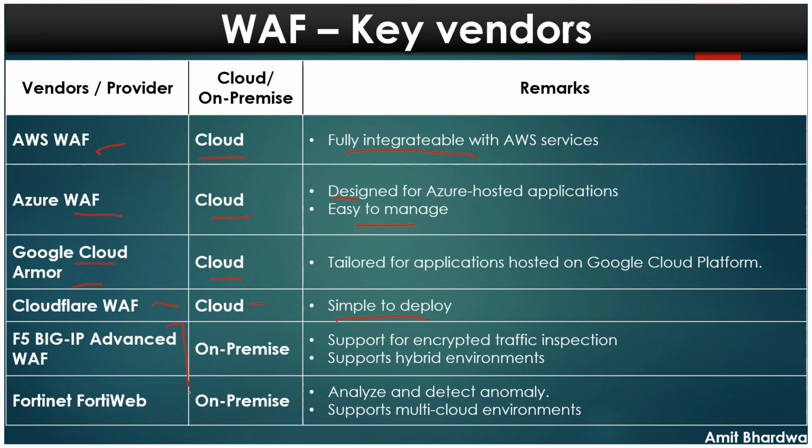Moving on to the on-premise and appliance-based solutions, the first one is the F5 BIG-IP Advanced WAF, and it is known for exceptional support for encrypted traffic inspection. Also, it supports hybrid environments. Lastly, we have Fortinet FortiWeb, which again is on-premise and it uses machine learning to analyze and detect anomalies. Also, it supports multi-cloud environments.